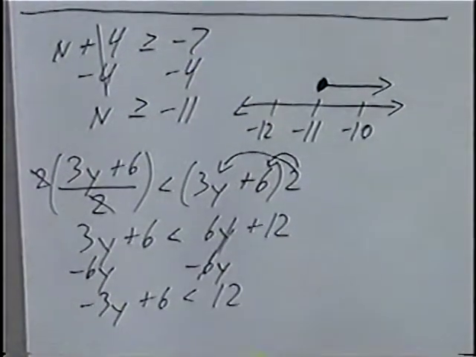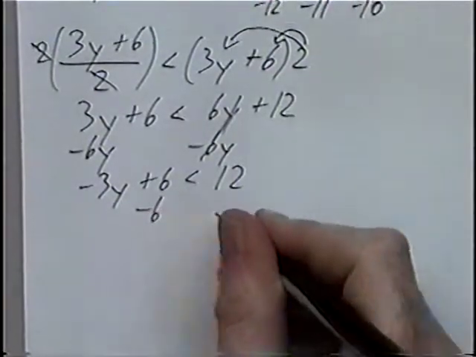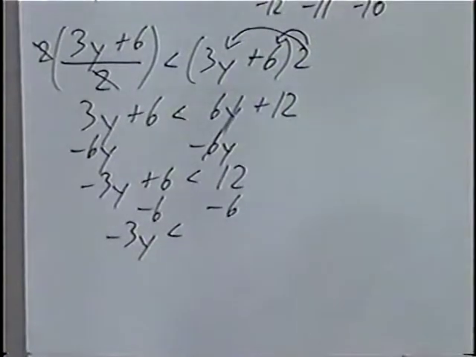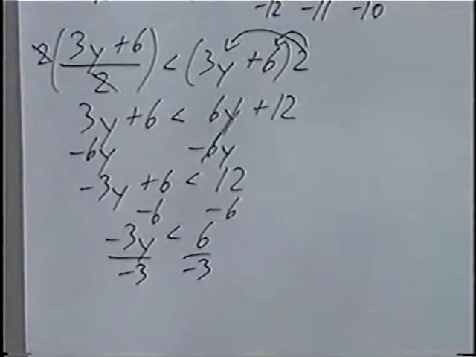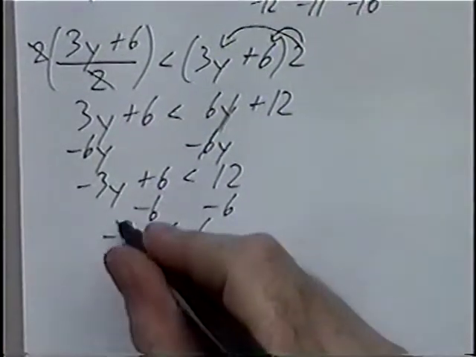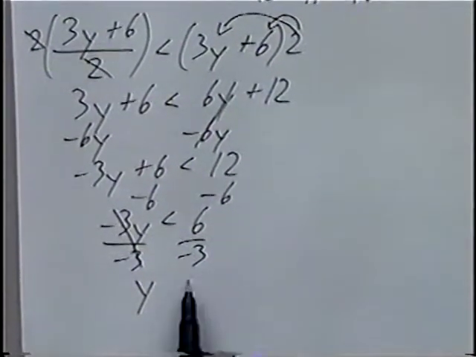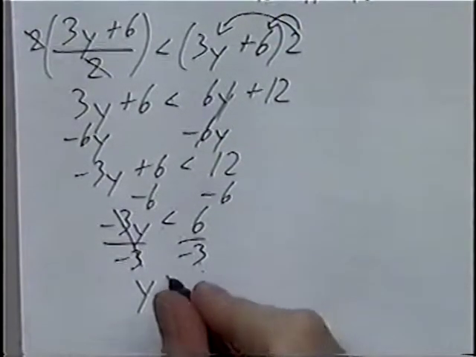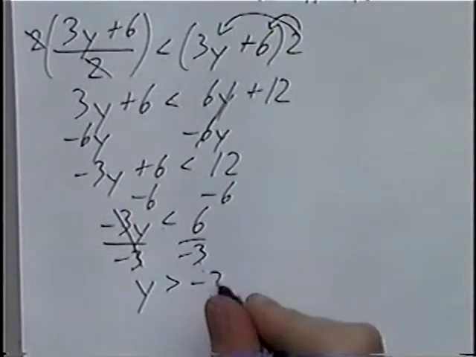These 6y's would cancel. And subtracting 6 on both sides, -3y less than 12 minus 6 would be 6. And the last step, divide by negative 3. Negative 3's would cancel. And one extra step on this part, when you divide by a negative number, the inequality would switch directions. 6 divided by negative 3 would be negative 2.